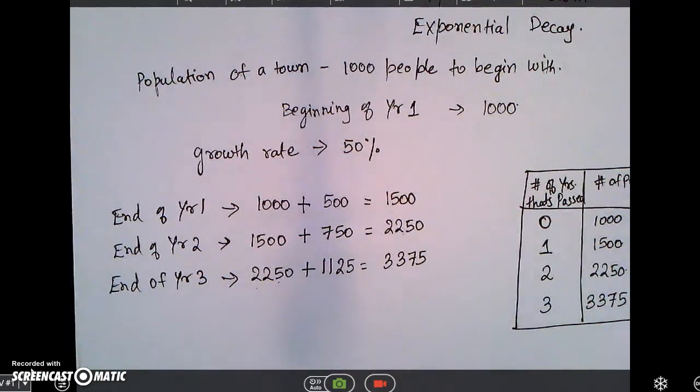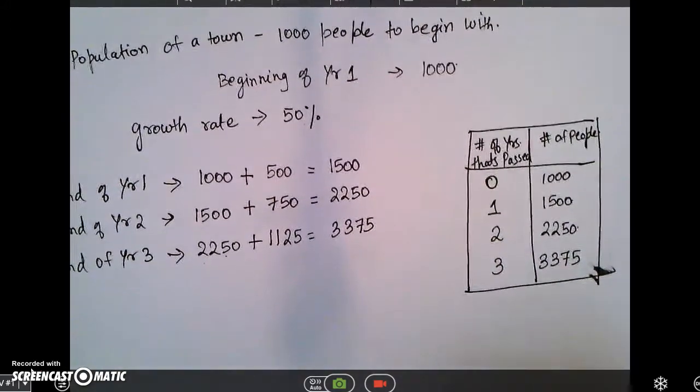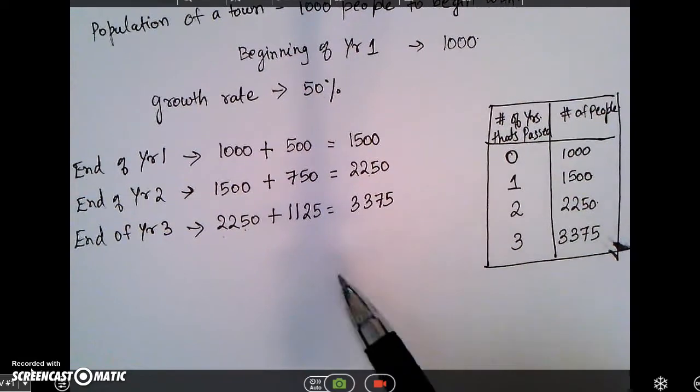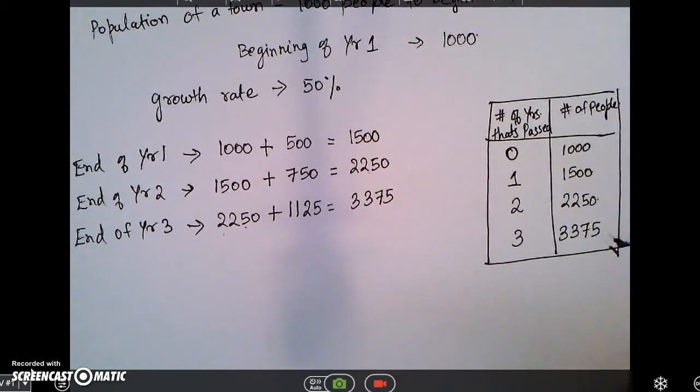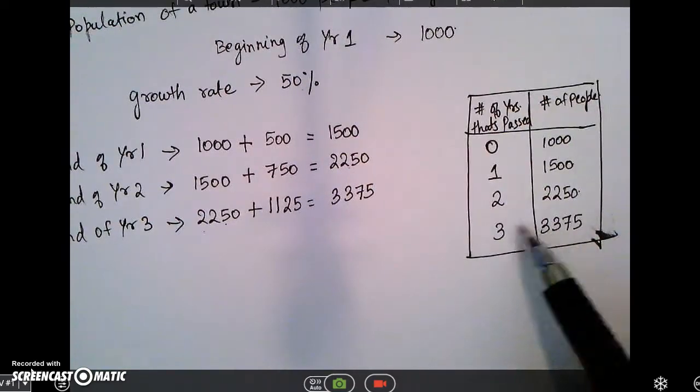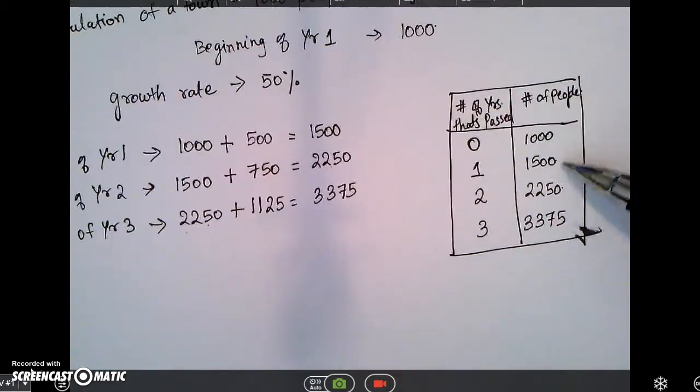I can keep on doing that, but if I understand the pattern and write an equation for it, I can find the number of people after any number of years, say 10 years or 25 years or 30 years. That's my goal. Before I get into writing an equation, I want to know what kind of function it is. It's not a linear function because I'm not adding the same number of people every time. The first year I added 500, the second year 750, the third year 1,125. So it's not a linear function.